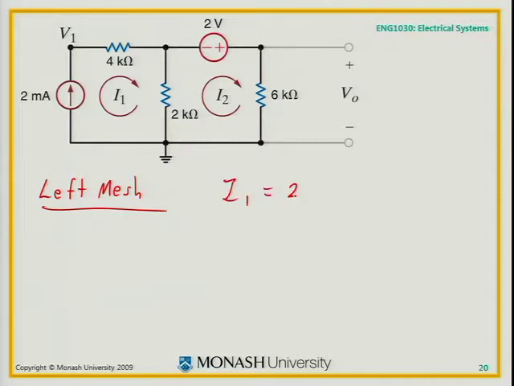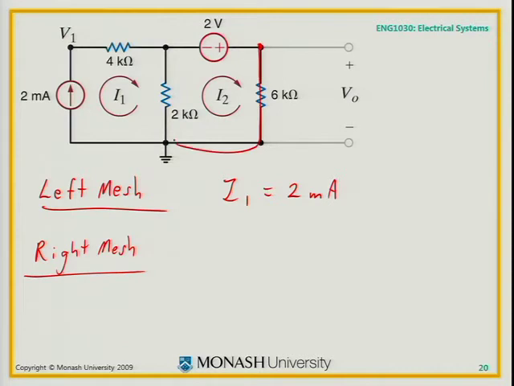I1 equals 2 milliamps. That's just like when we had a voltage source between ground and a node. You could immediately just write down the voltage of the node. Well, now if there's a current source that's only in one mesh, you can immediately write down that mesh current. Here it's only in the one mesh, so you can immediately write down I1 equals 2 milliamps. That's only one equation. You still need to do another one. And so we go to the right mesh. There's no current source in that. We can do our standard thing.